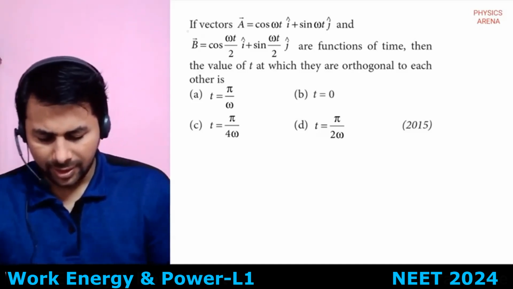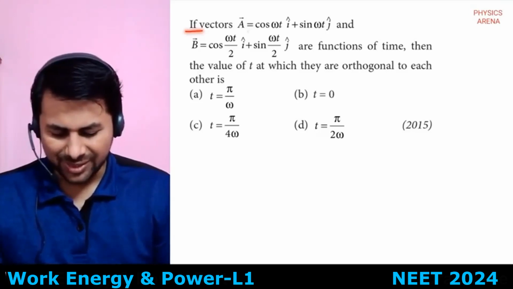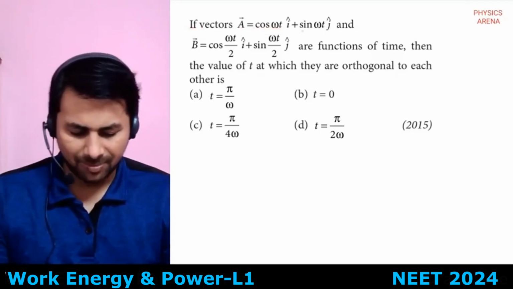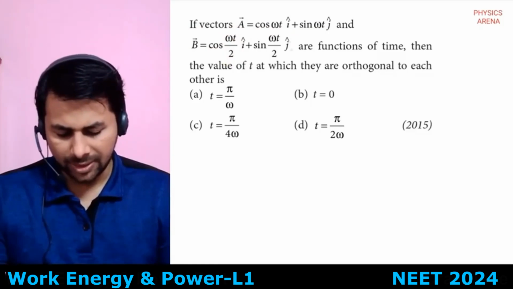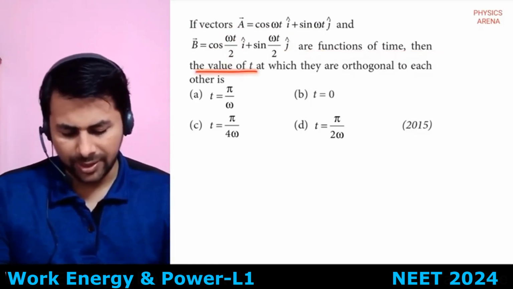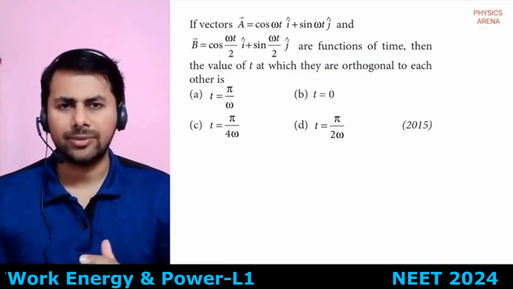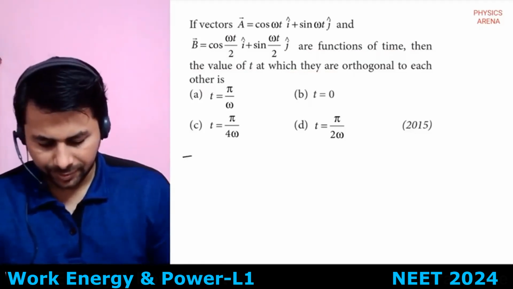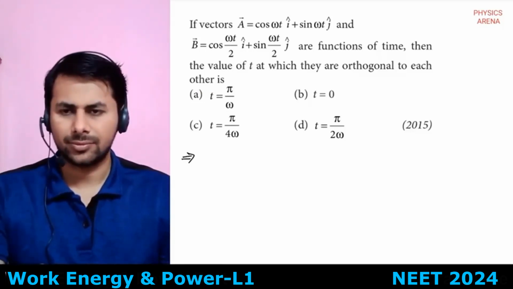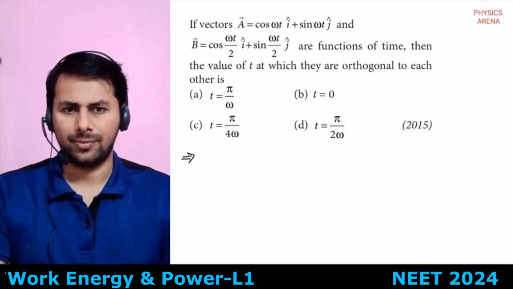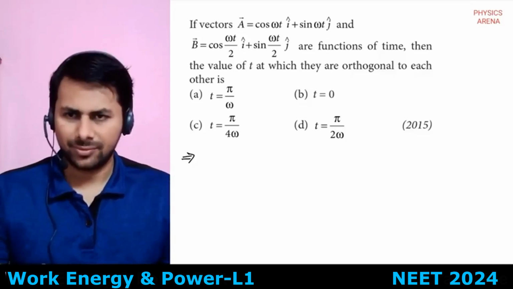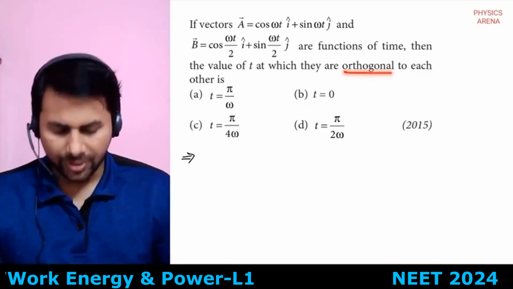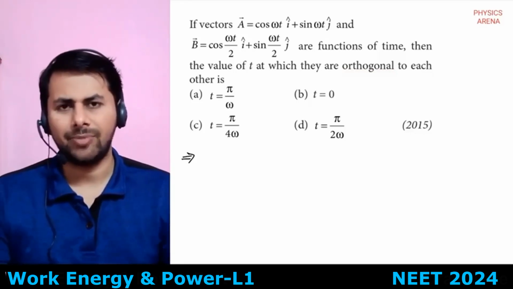Let's see some examples on this. If vector A bar is equal to cos omega t i cap plus sin omega t j cap, and B bar equals cos of omega t by 2 i cap plus sin of omega t by 2 j cap, are functions of time, then the value of t at which they are orthogonal, meaning perpendicular to each other, is? So what should we do? Let's take the dot product. We want to find that time when they become perpendicular.